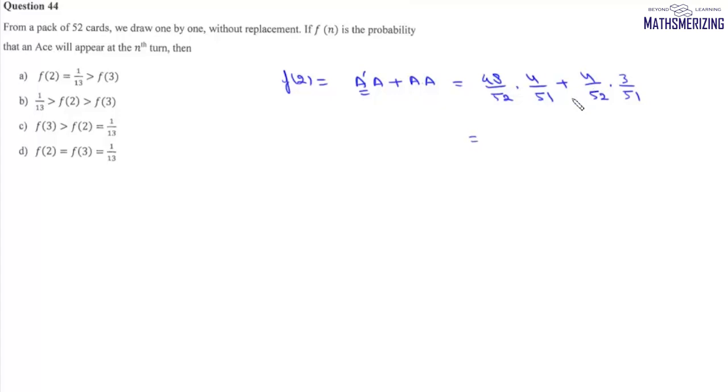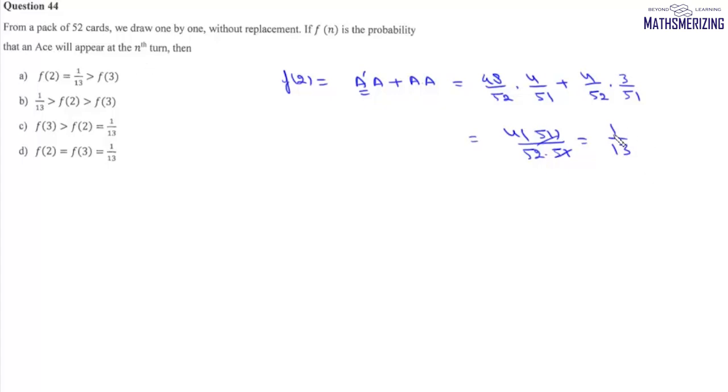So we can take this 4 common, so it will be 4, and then 48 plus 3, it is 51. It will be 52 into 51, which will cancel. So it is 1 by 13. So the probability that the ace will appear at the second turn is 1 by 13.